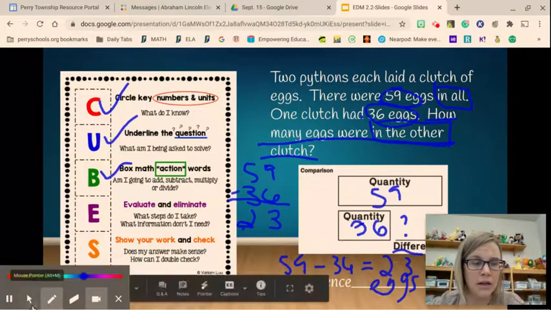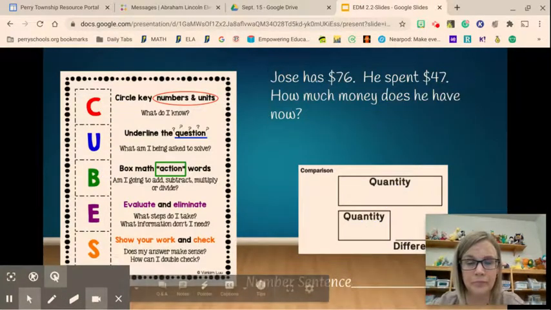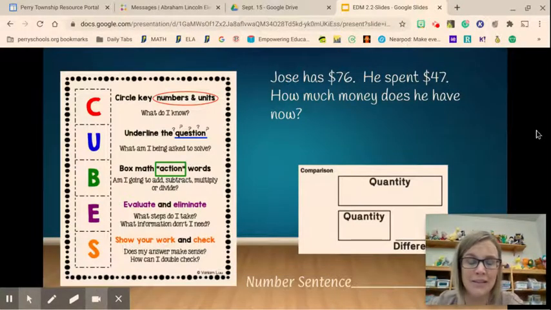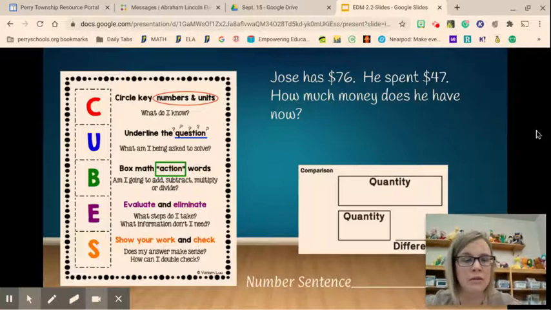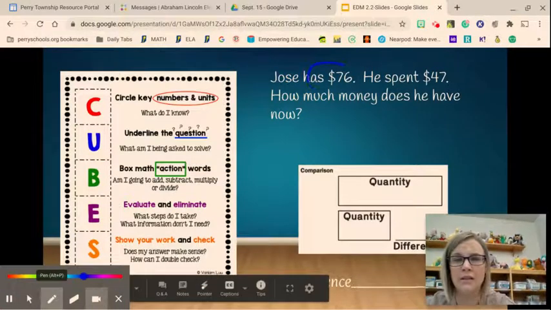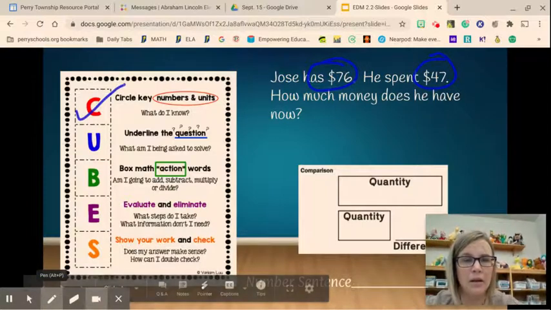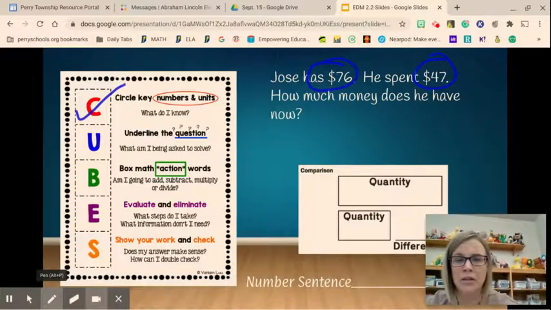All right, looking at the second problem, I am going to go through my cube steps again. Jose had $76. He spent $47. How much money does he have now? So again, going through cubes, I'm going to circle my numbers, and I can see 76. I can see 47. Underline the question. How much money does he have now?